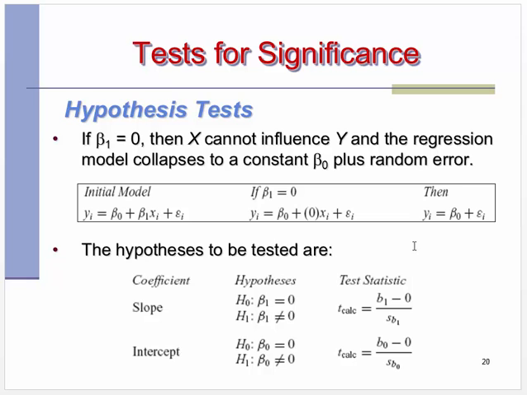Hypothesis test for significance. If beta 1, the slope, is 0, then x cannot influence y. The y is independent of x, and the regression model collapses to a constant, beta 0, plus random error. This is the initial model. If beta 1 is 0, this term will be 0, and then yi equals just beta 0 plus ei, the error. The hypotheses to be tested are for the coefficient of slope. This is the hypothesis test, and this is the test statistic. For the intercept, this is the test, and this is the test statistic.